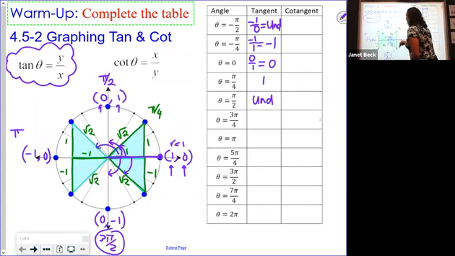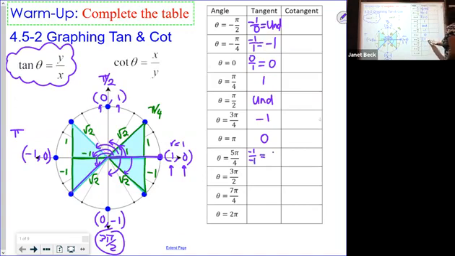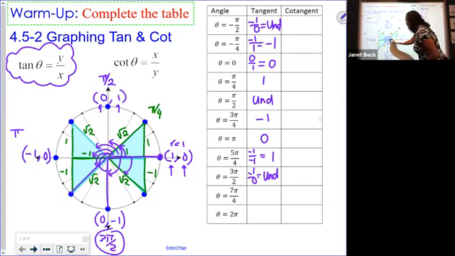3 pi by 4, this angle here. 1 divided by negative 1 gives you negative 1. At pi, 0 divided by negative 1 is 0. 5 pi by 4, this angle here. Your y is negative 1 and your x is negative 1, and negative 1 divided by negative 1 gives you positive 1. 3 pi by 2, so we're down here. We've already done that one. Negative 1 divided by 0 is undefined. 7 pi by 4, that's all the way around there. That's the same as negative pi by 4. That's going to give us negative 1. And 2 pi is going to be the same as your angle 0. So the tangent is going to be 0. Okay, that was the tangents.